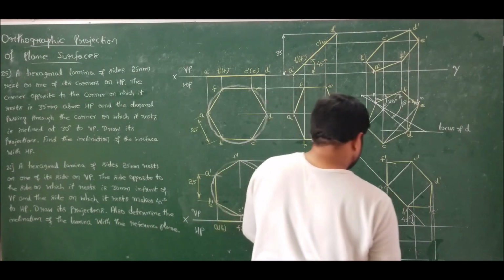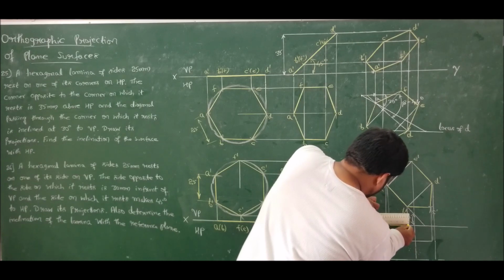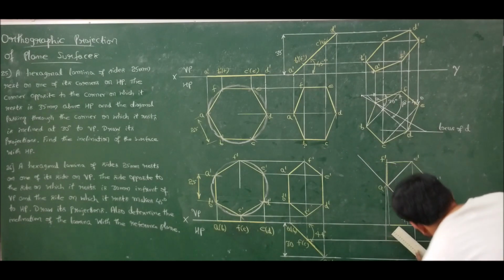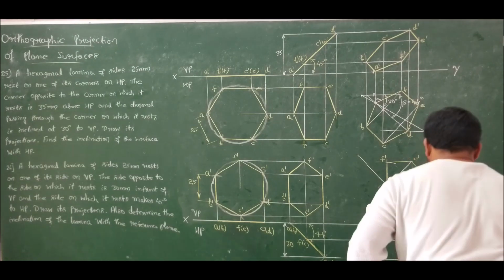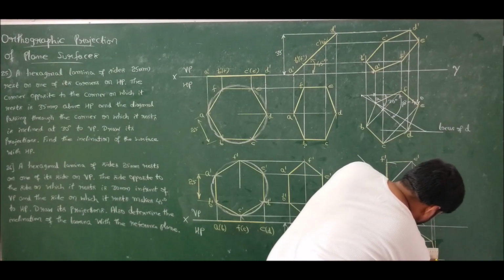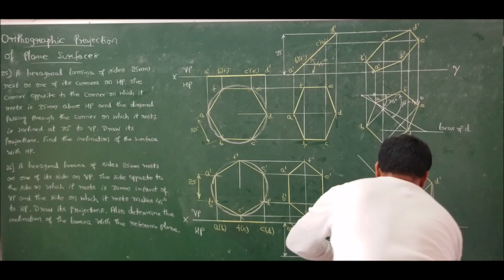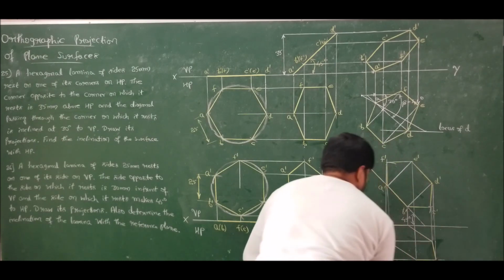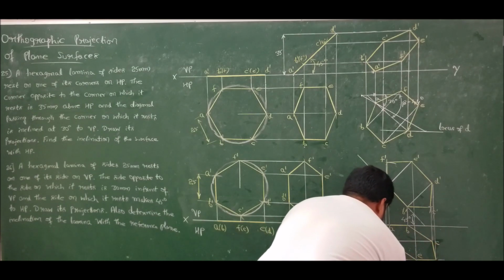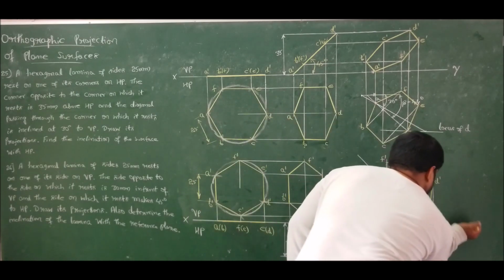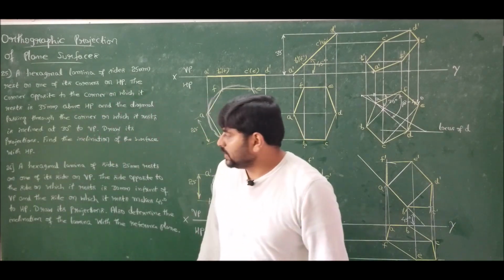Done. So we have AB, then C, then D, then E, F, and then A. That is A, B, C, D, E, F, A. So this is reference line X, Y. So this is the solution for problem number 26.